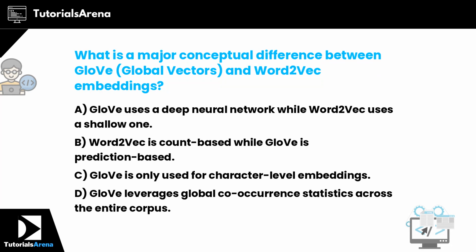What is a major conceptual difference between GloVe, Global Vectors, and Word2Vec embeddings? The correct answer is option D. GloVe leverages global co-occurrence statistics across the entire corpus.